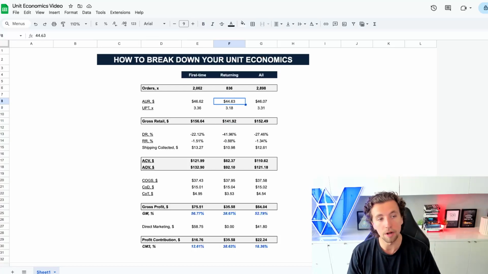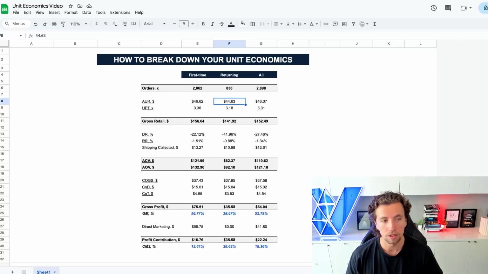In this case, they don't. So really interesting. Average unit retail is slightly lower, units per transaction slightly lower, and so gross retail sits slightly lower. Fascinating. Now, this is probably an issue with their current retention strategy. They're probably just driving people to lower value offerings when they should be driving people to higher value offerings. Or it might be an issue with their product portfolio.